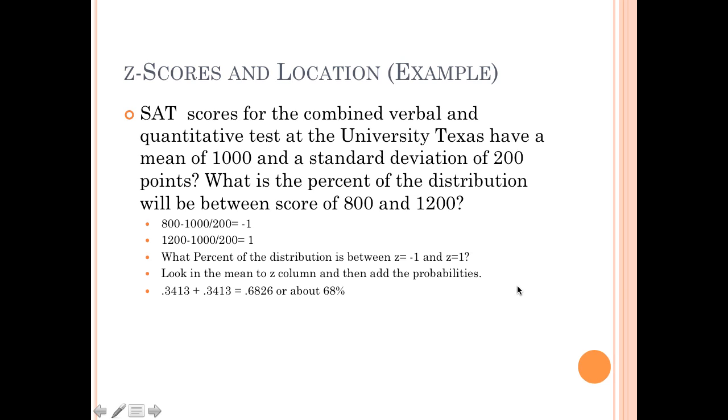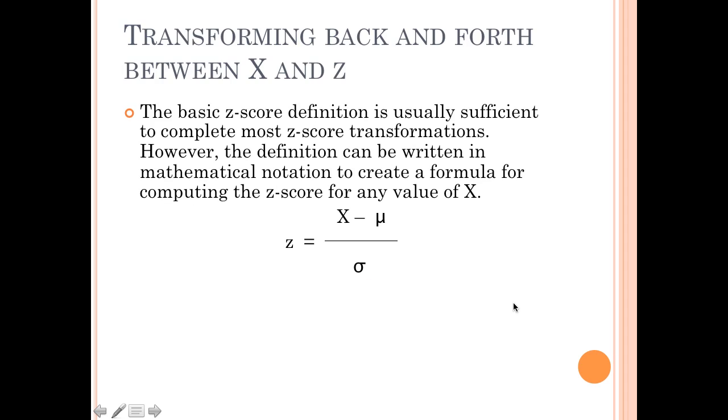So just keep in mind that for the standard normal table, all of the probabilities add up to 1. 1 is the entire area underneath that curve. So if you get a value that's higher than 1, you did something wrong.